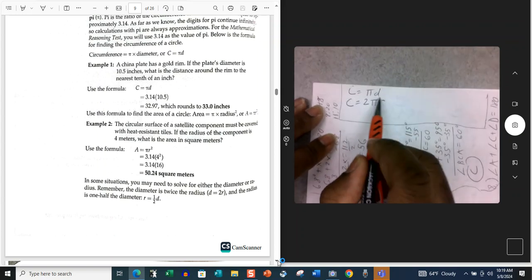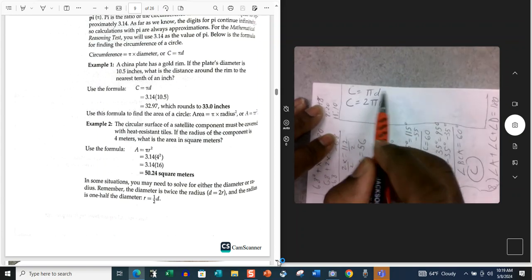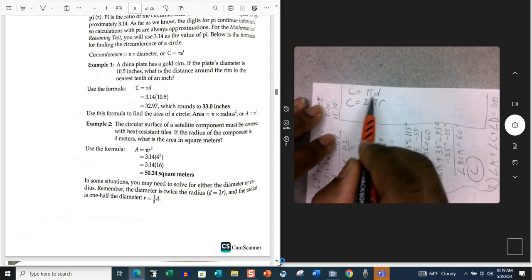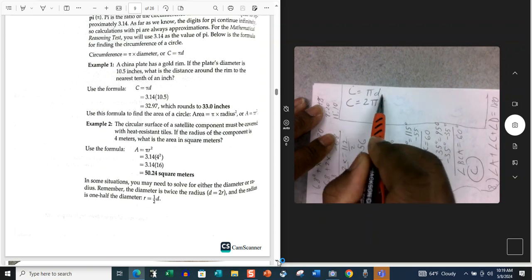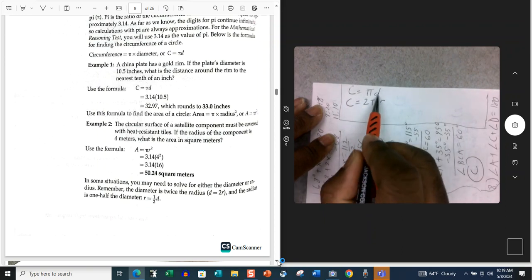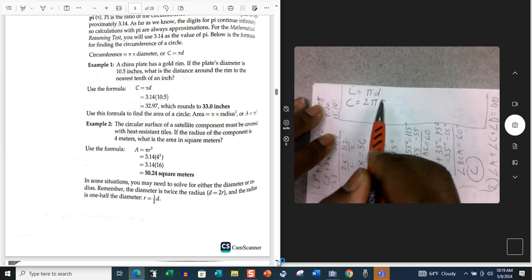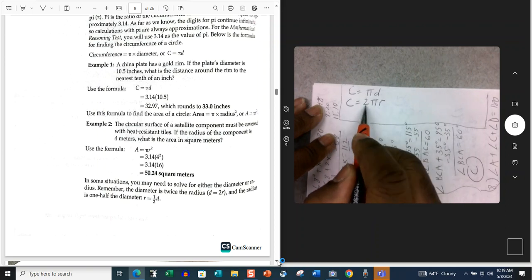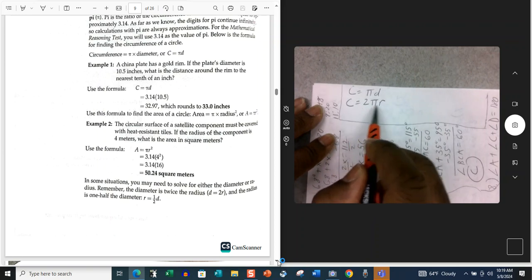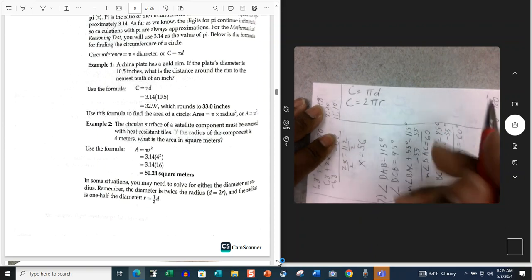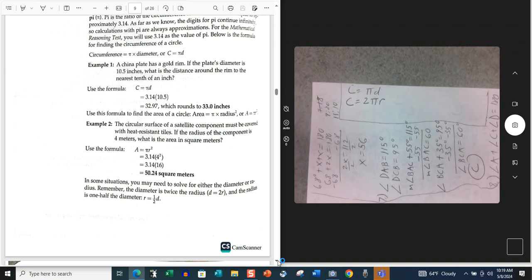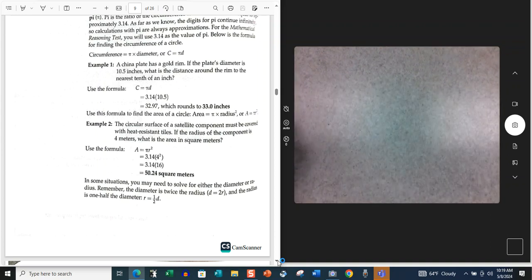And remember, the radius is half the diameter, so it would take 2 radiuses to equal 1 diameter. That's why we have the 2 separate formulas. So if you're given a radius, all you have to do is take 2 times pi times the radius, and it will give you pi times the diameter. And then as you see here, the area is just pi times radius squared.